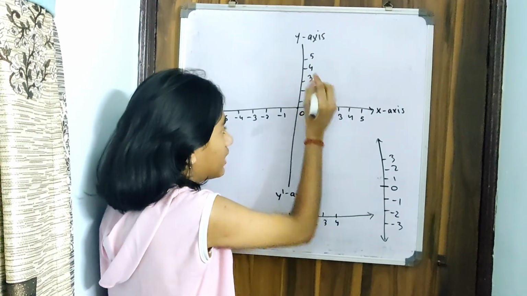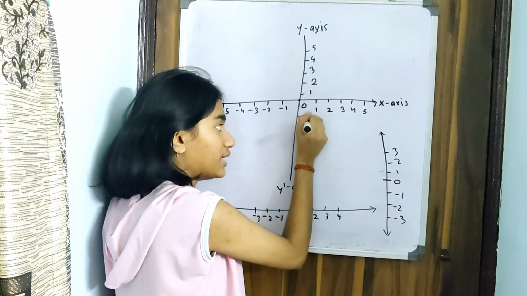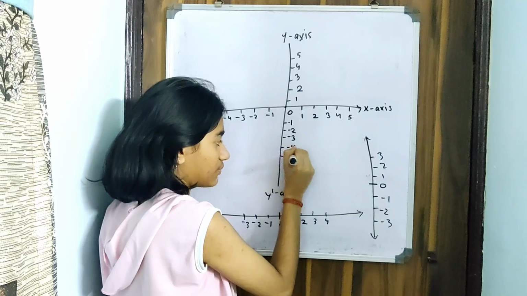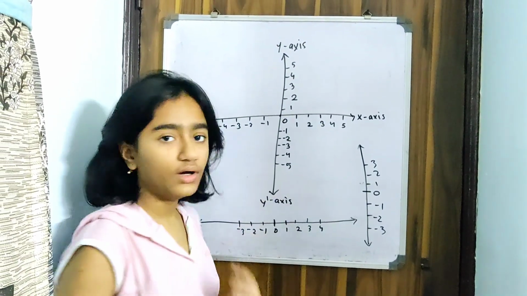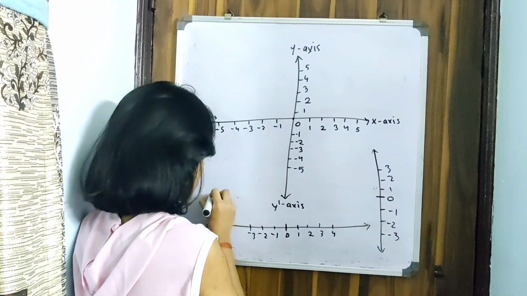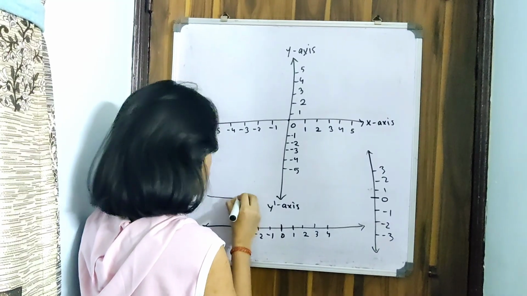My 2 looks very bad. I'll write it again. Okay. Then minus 1, minus 2, minus 3, minus 4, and minus 5. Don't forget to add the arrows here, because we know that a line is getting extended. It can be extended from both the sides. It can be extended to infinity.